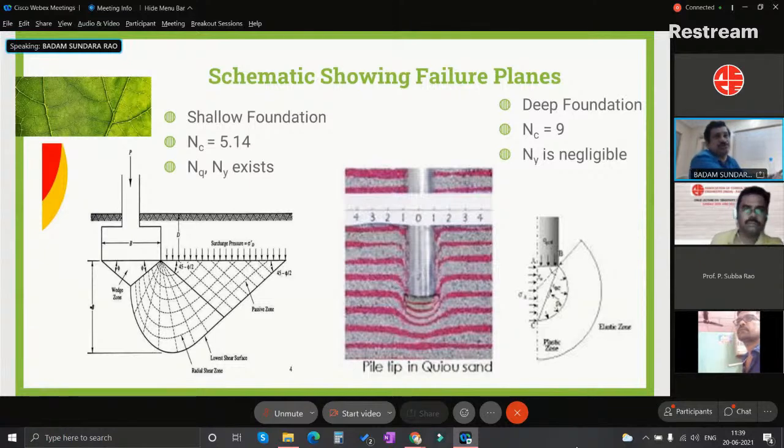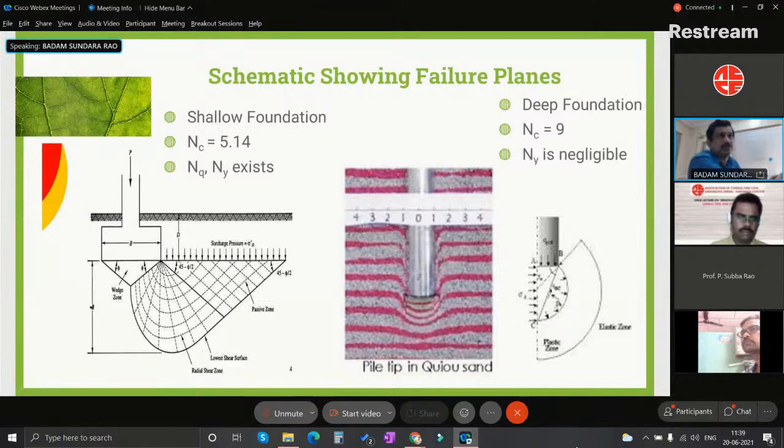In the case of a deep foundation, the N gamma value is insignificant. If it is sand, the Nq is a significant factor which governs the bearing capacity. In the case of clay soils, this NC value is much higher because of the wide spread of the failure planes, that comes to be near about 9.